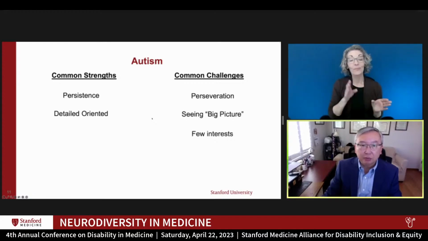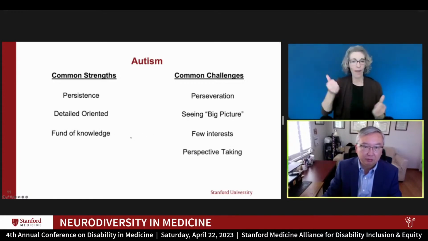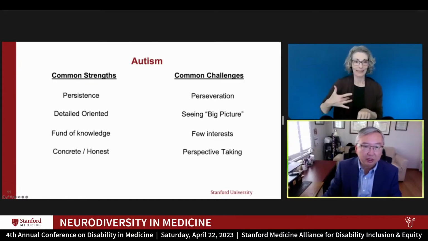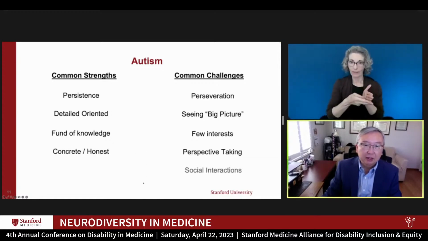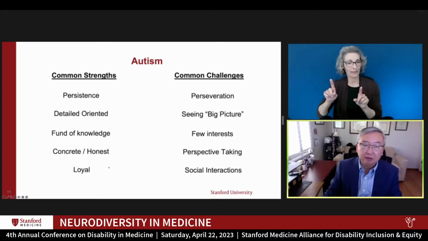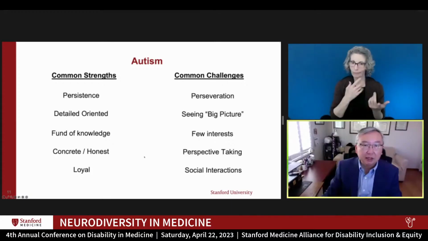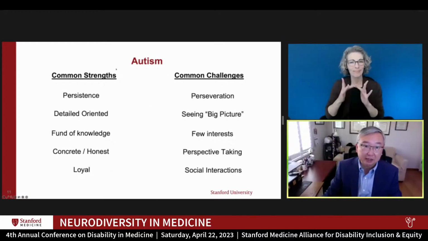Most autistic people have fewer interests, but when they are interested in something, they would know everything about the field. Perspective taking is not their natural tendency. They tend to be very concrete and honest. They interact with others differently, but at the same time, they are one of your most loyal friends. So this is one list of both challenges and strengths at the same time.